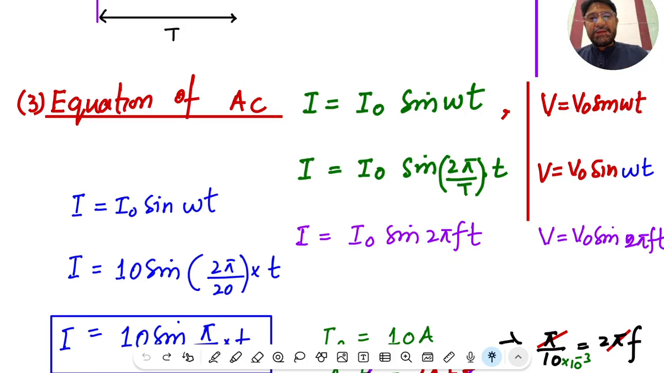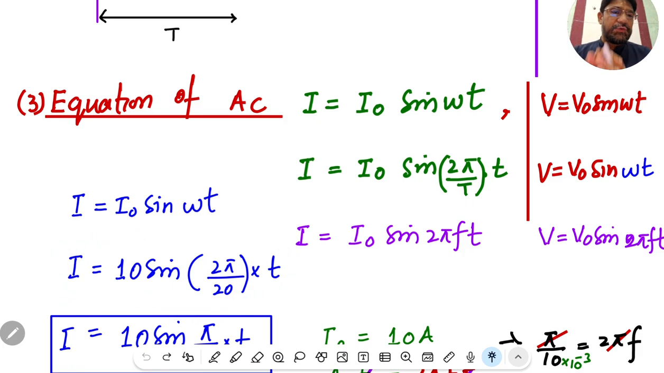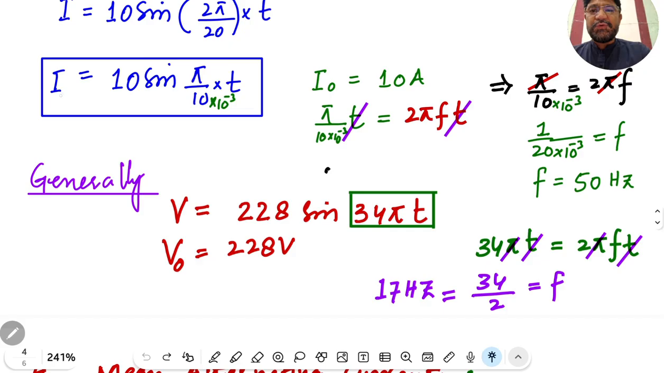Remember this, because in your past paper this is a question which is asked. This is a short question in which you will be given an equation with some numerical values, and you will be asked to deduce the maximum peak amplitude as well as the frequency of the alternating current. I have given you two examples here. In the first, the equation is I is equal to 10 sine pi by 10 milli, that is 10 milli, into t.